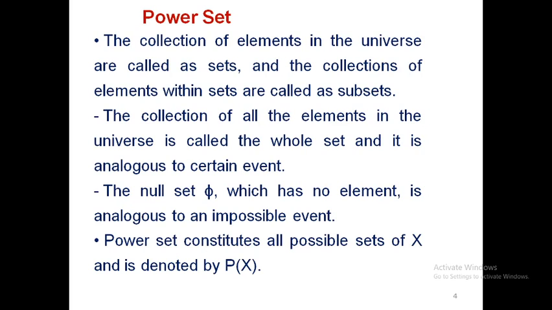If there are no elements in a particular set, then what is it called? It is called the null set. The null set, which is represented with phi, has no element or no event in that particular set, which is analogous to the impossible event. Impossible event means there are no events. That is called the null set or phi set, which is represented with phi.